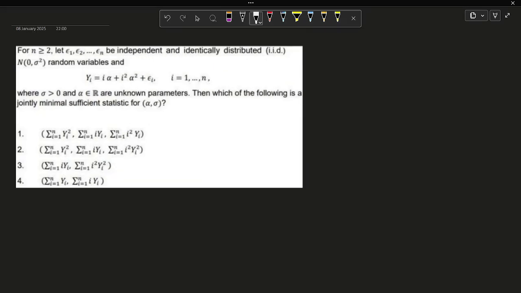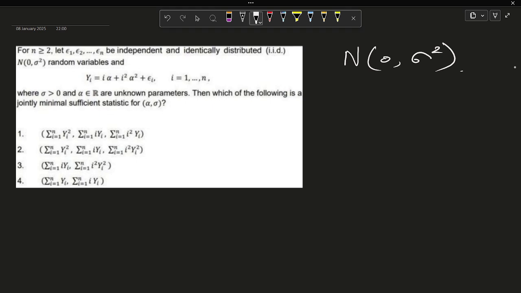We are solving some previous year questions from statistics. This question tells us that for n greater than or equal to 2, let epsilon 1, epsilon 2, ..., epsilon n be independent and identically distributed (IID) normal with mean 0 and variance sigma square.